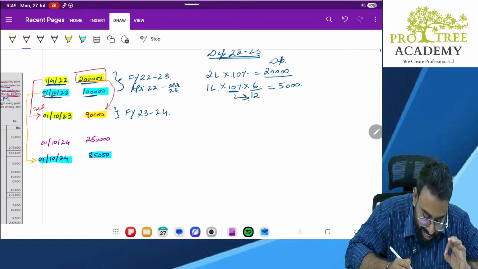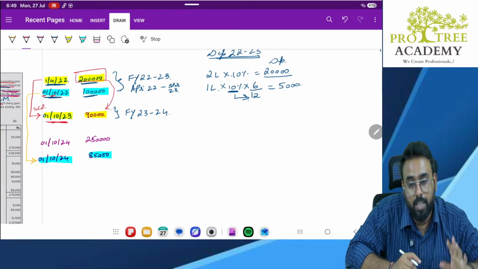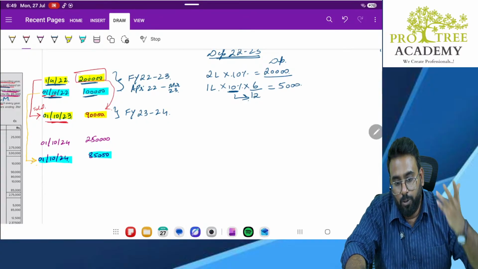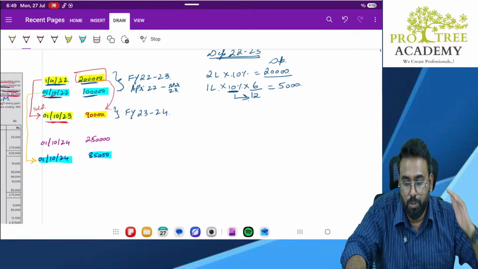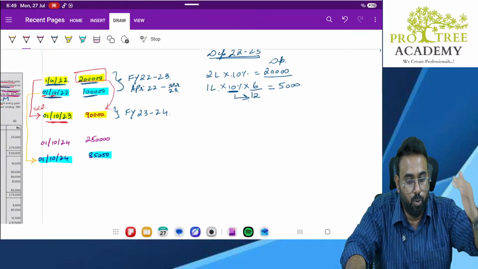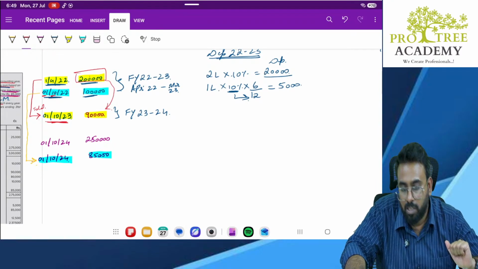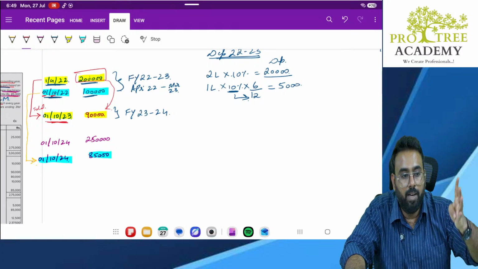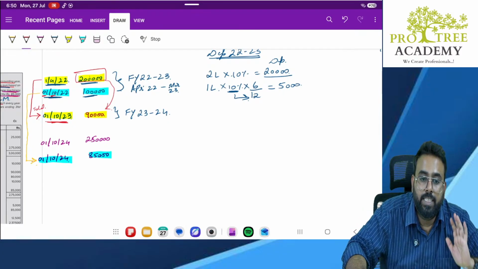For how much? For 90,000. But it was sold on 1st October 2023. That means didn't we use that machinery from April to October? Correct or no? We use the machinery from April to October. So April to October depreciation has to be charged. So that will be how much? April, May, June, July, August, September. 6 months we have used.